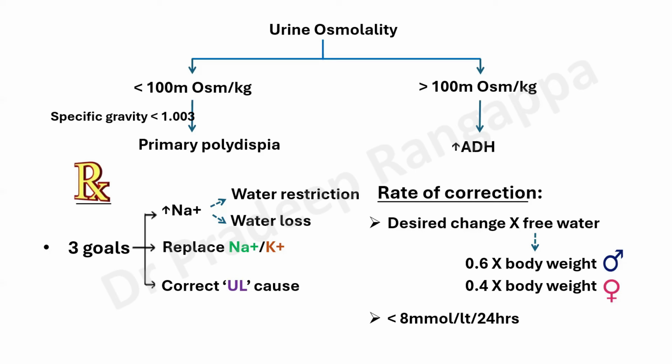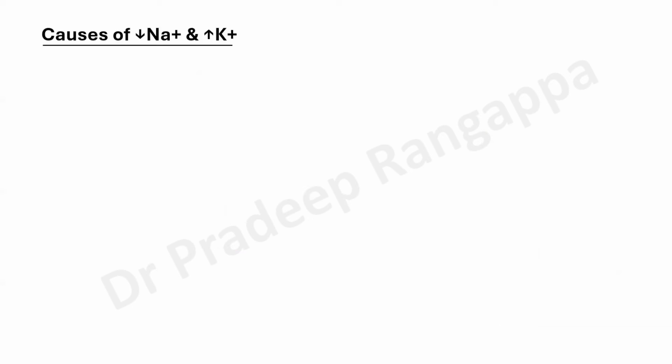So the simplistic way is you do 8 into, if it is 80 kgs, so if it is 0.5 into 80, it will be 40. So 40 into 8, 4 8s are 32, 3.2 liters. So the calculation should happen in that way. Your correction rate should not be more than 8 millimoles per liter per 24 hours. And that is the formula. Desired change into free water calculation.